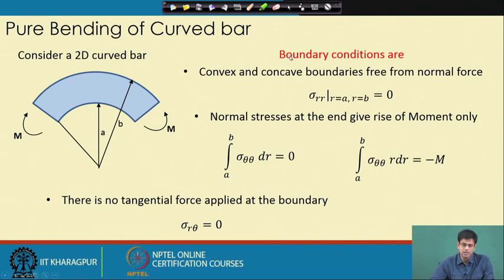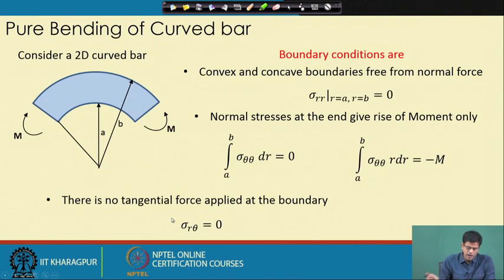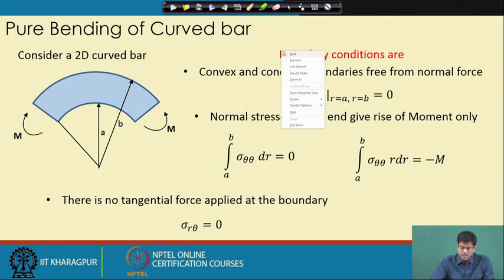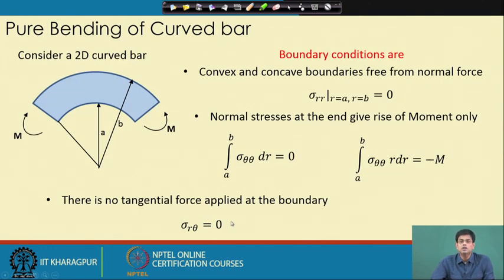So, that is sigma r theta equals 0, which is already satisfied by our stress function, where we have already seen that sigma r theta is essentially 0. This is due to the form of the stress function we have considered. The basic thing is that our stress function is a function of r only, there is no variation in theta. That leads to sigma r theta, or the shear stress in the r theta system, being 0, which also satisfies our third boundary condition.